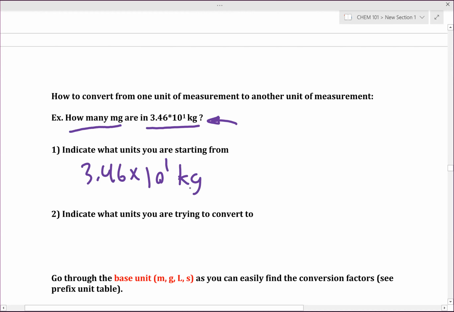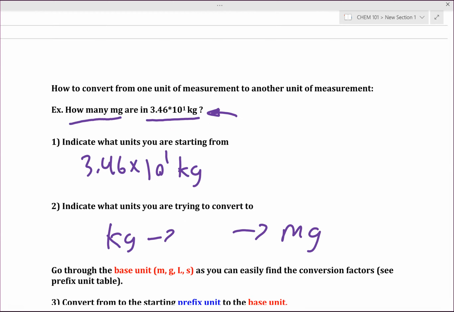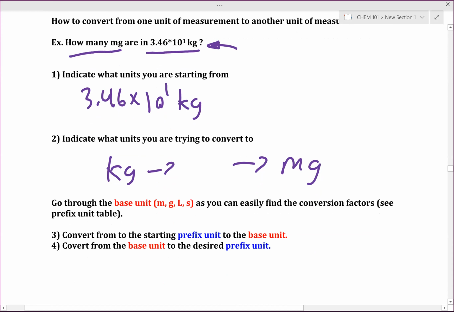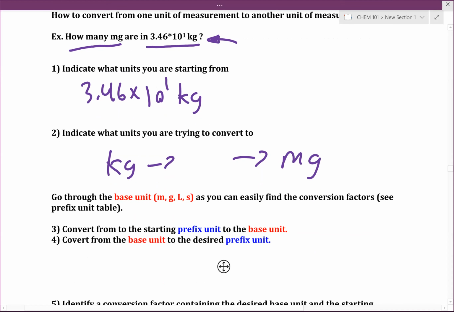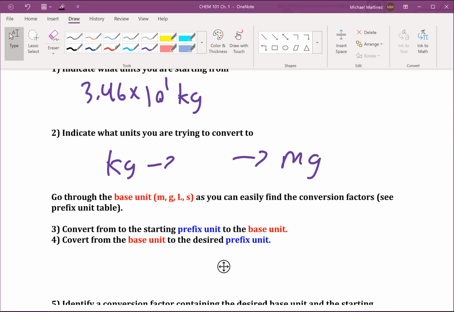The next step is to indicate what units we are trying to convert to. So what's our end goal here? Milligrams, yep. So we are trying to go from kilograms to milligrams, okay? Now, as a general rule of thumb, it's not best to go from prefix to prefix unit. Instead, the most secure method of performing unit conversions is to go through the base unit. So what is the base unit in this case?